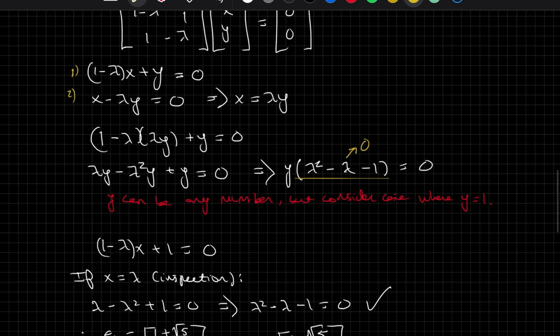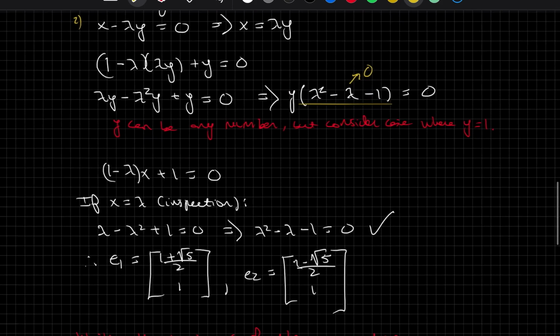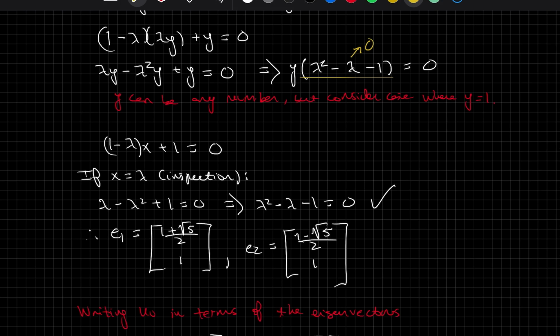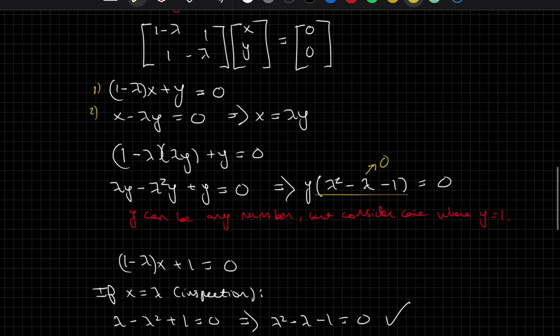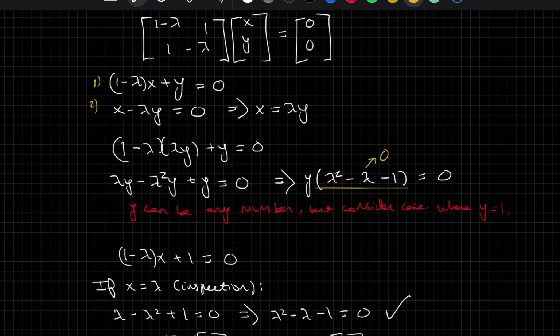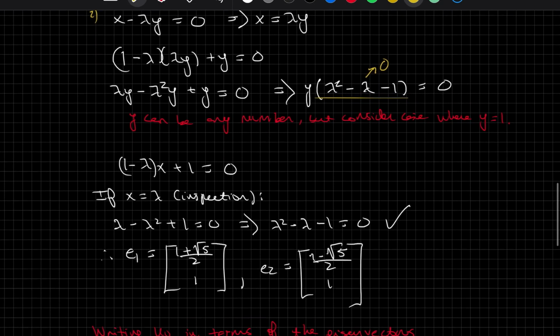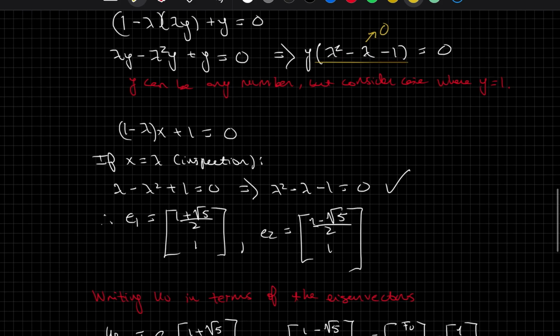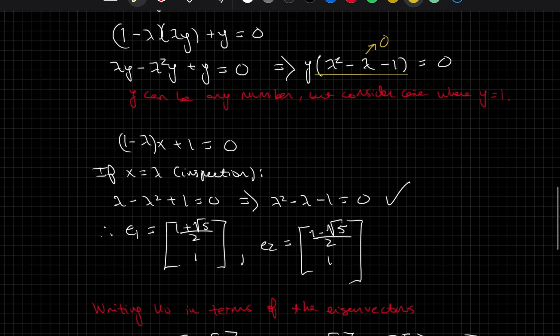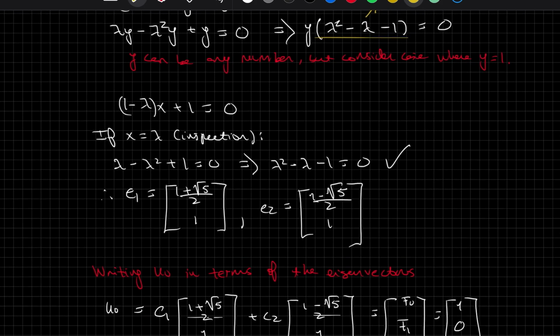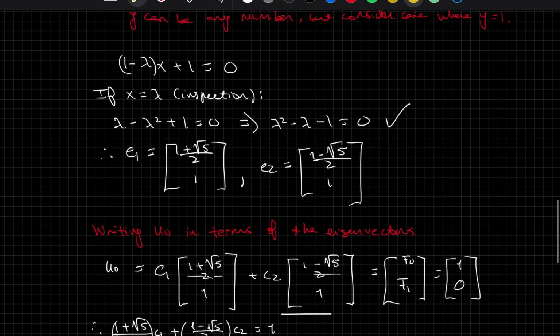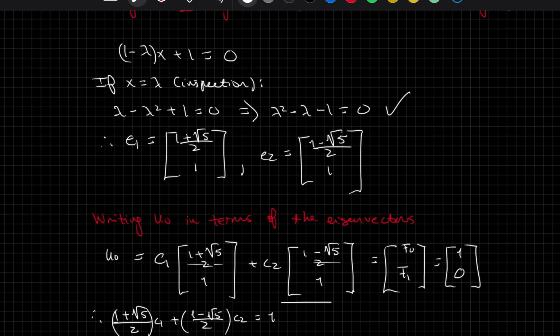So we know that y can be any number, but in this case we're going to set y to 1, and then to get x, we just use inspection. We see that if x equals lambda up here and y is equal to 1 in this equation, we get this, and if we let x equal lambda, we get the same quadratic, and we know that works. So x equals lambda is a suitable solution by inspection. Lambda can be either of the two eigenvalues, so x can be (1 plus root 5) over 2 or (1 minus root 5) over 2. So we get our two eigenvectors here.